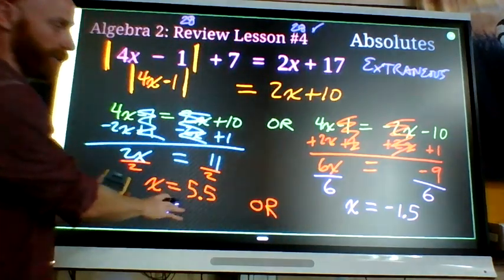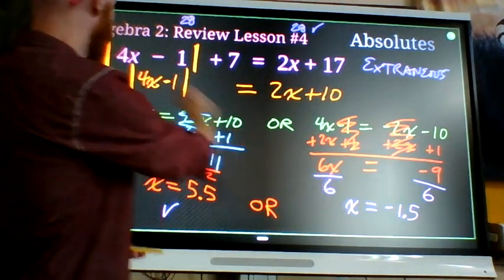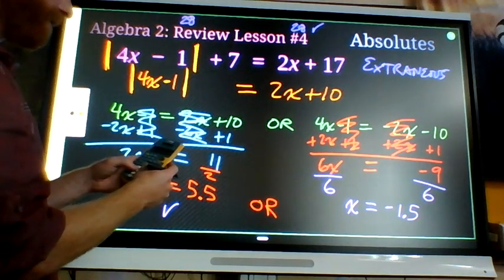All right, that's all good. This solution is good. Looking at the other side, what if x is negative 1.5? 4 times negative 1.5.